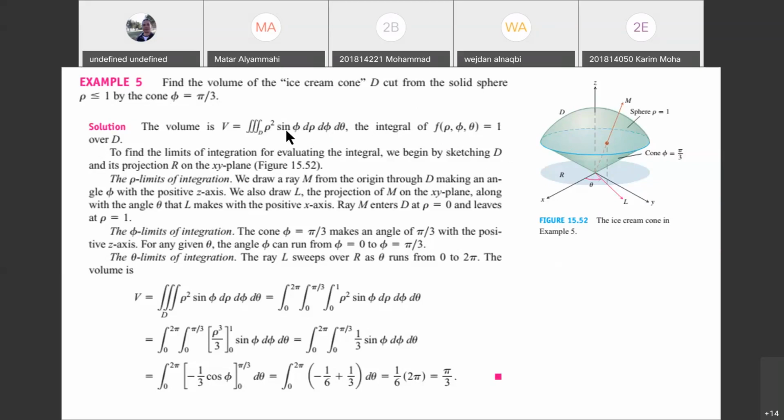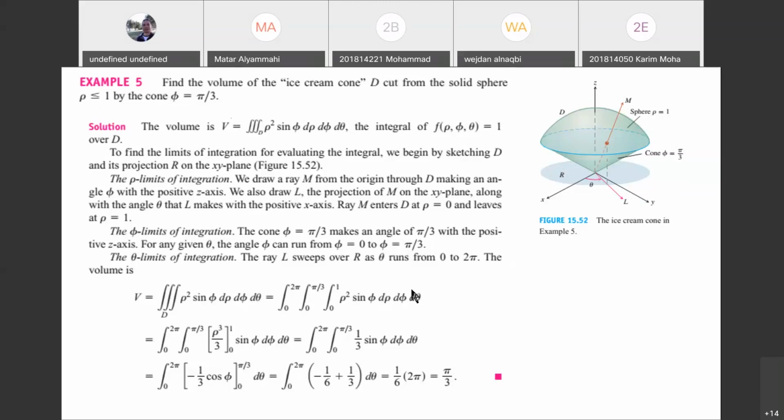So what is the spherical coordinate? This is the volume element. What is your function? To find the volume using the triple integral, your function is 1. So you only integrate the volume element, which in spherical coordinates is rho squared sine phi d rho d phi d theta. The boundary of phi is from 0 to pi over 3, and the radius is less than or equal to 1, so you go from 0 to 1.